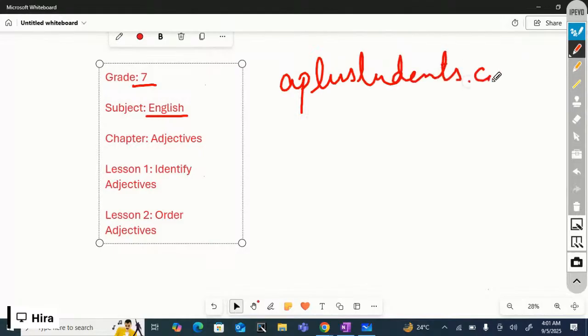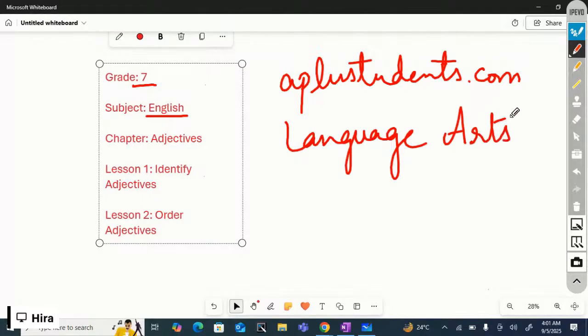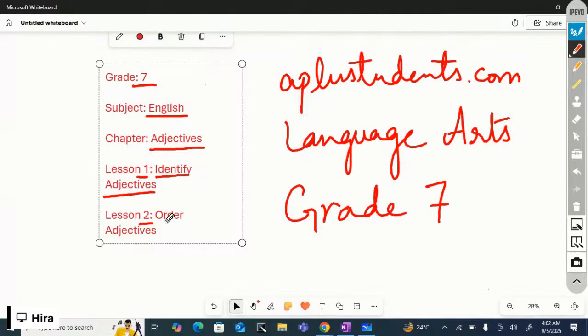Log into aplusstudent.com, then go to Language Arts section, and then open Grade 7. The chapter that we are going to learn today is Adjectives. The first two lessons of this chapter are lesson 1 and lesson number 2. The first lesson is about identifying adjectives, and in the second one, we learn how to order multiple adjectives.